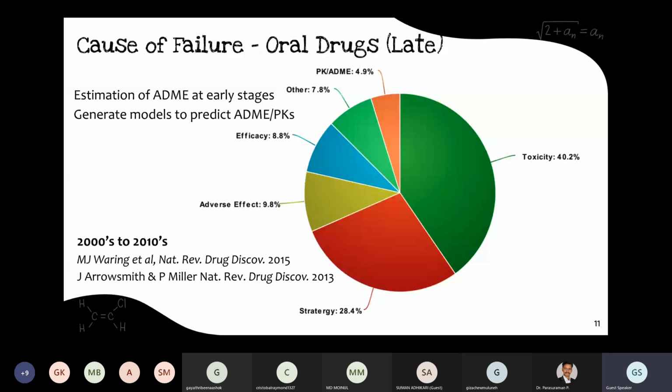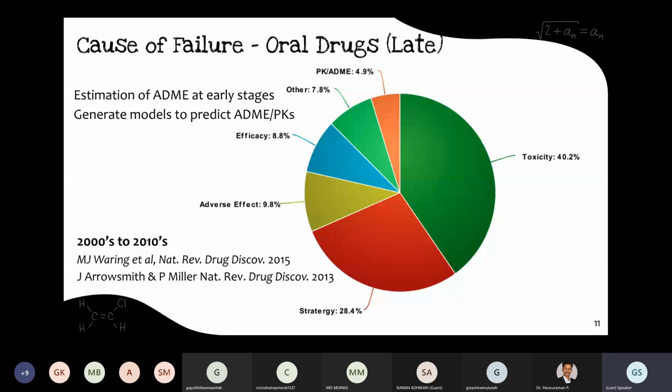But in the later 2000s, you can go through these two papers, it was found that we were able to overcome PK-ADME property issues and efficacy issues because a lot of structure-activity relationship models came up, using statistics as well as machine learning, and we were able to overcome that challenge. So estimation of ADME at earlier stages could be done, and we were able to generate many models to predict ADME PK properties. But we generated another big issue. Because our space got diversified, we started exploring unexplored chemotypes, and there it is more prone to toxicity.